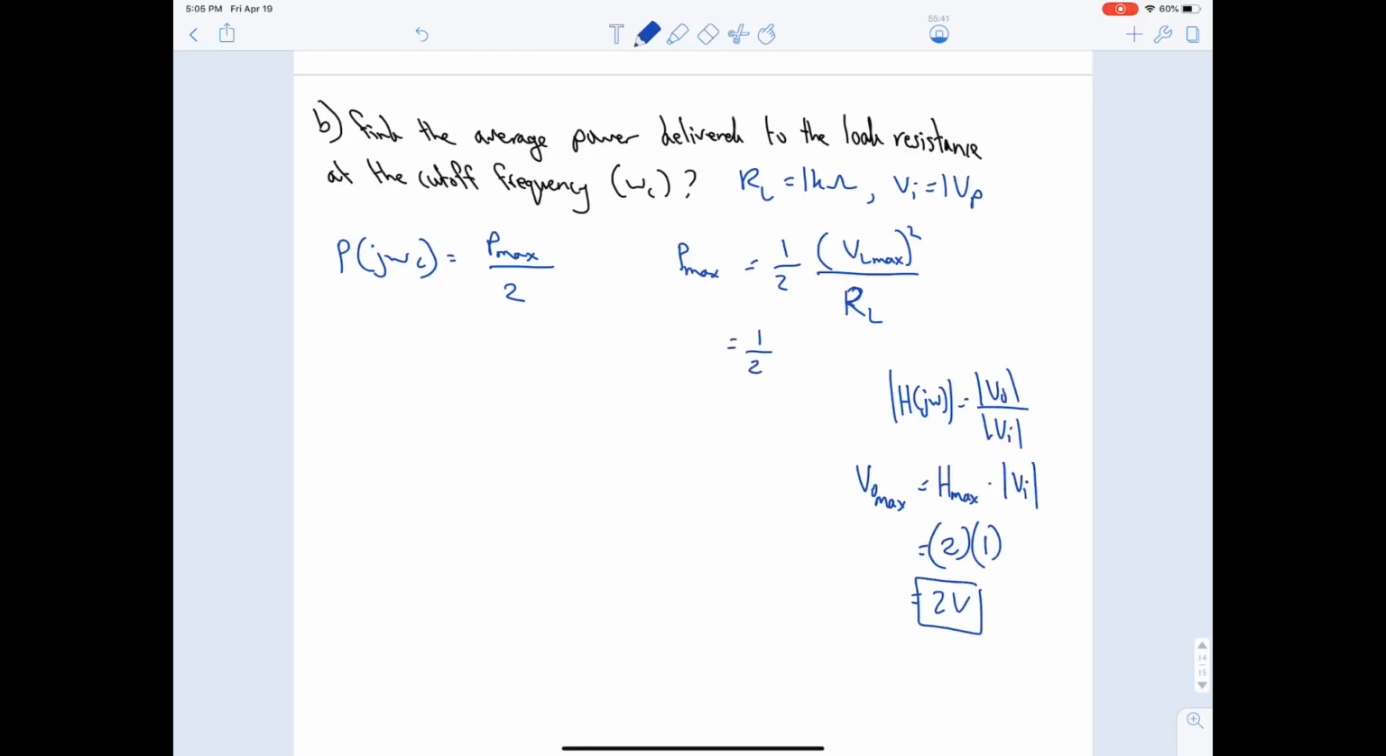So to be half, don't forget the RMS. 2 divided by root 2 squared divided by 1 kilo ohm. This will give us 1 milliwatt. Okay, so 1 milli divided by 2 is what? It's 0.5 milliwatt. Okay, so now we're done with active filters and we are done with chapter 2.